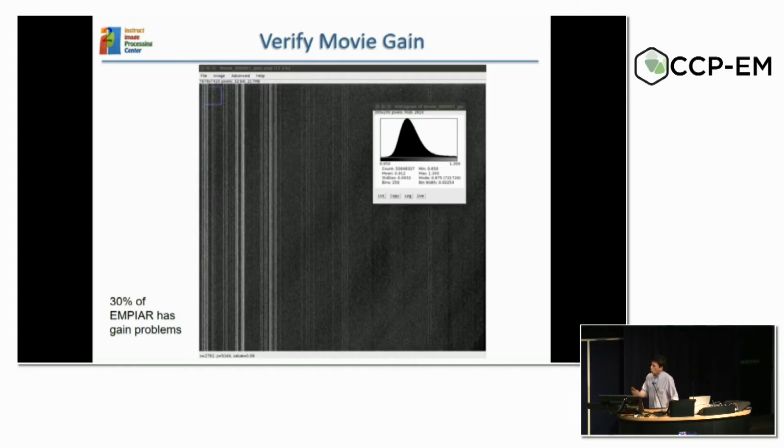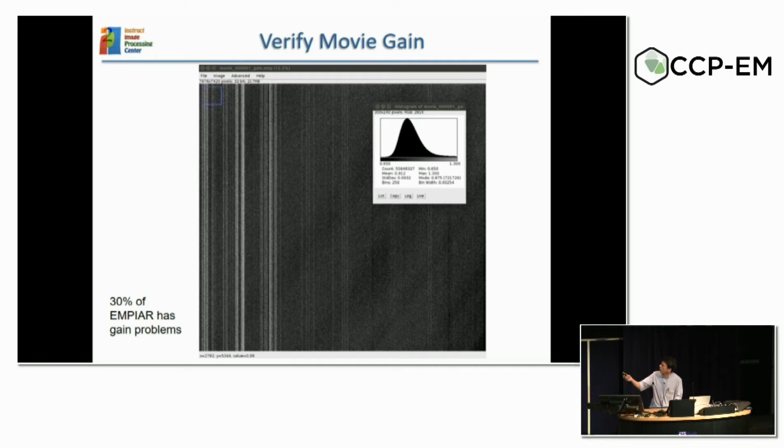One first warning I would like to make is to verify the movie gain. Now I would say most acquisitions are good in the sense that they measure the gain at the beginning of the acquisition. But if you keep an old gain for processing your data, then you might have problems with the gain. The gain is drifting over time, so you are correcting with something that doesn't apply to your data. And if you go to EMPIAR, you see that 30% of the EMPIAR depositions have problems with the gain.